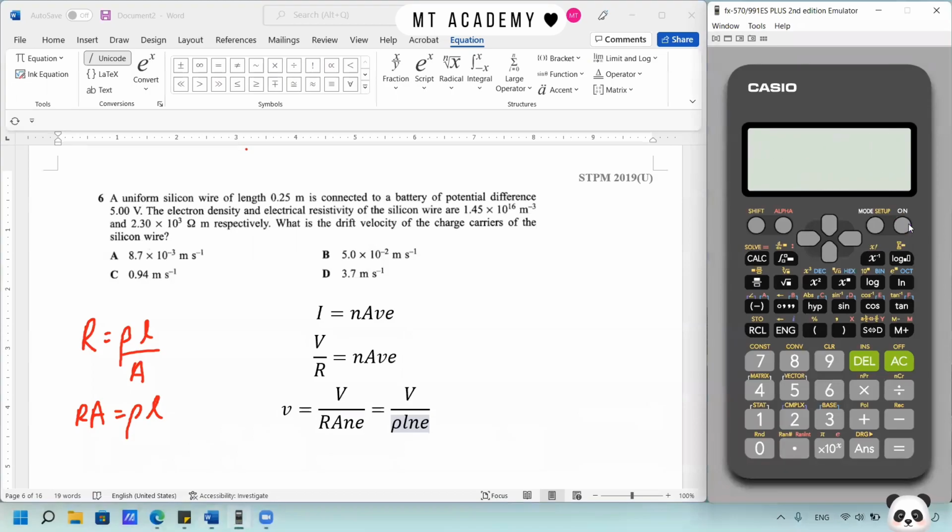Now we can calculate the drift velocity: 5 volt divided by the resistivity, which is 2.303, divided by the length, 0.25 meter, divided by the electron density, 1.45 times 10 to the power of 16, and then divided by the electron charge. So we have the answer as 3.7 meter per second. This is how we do derivations to solve this question. If not, you cannot solve it with the default formula you have in the textbook.